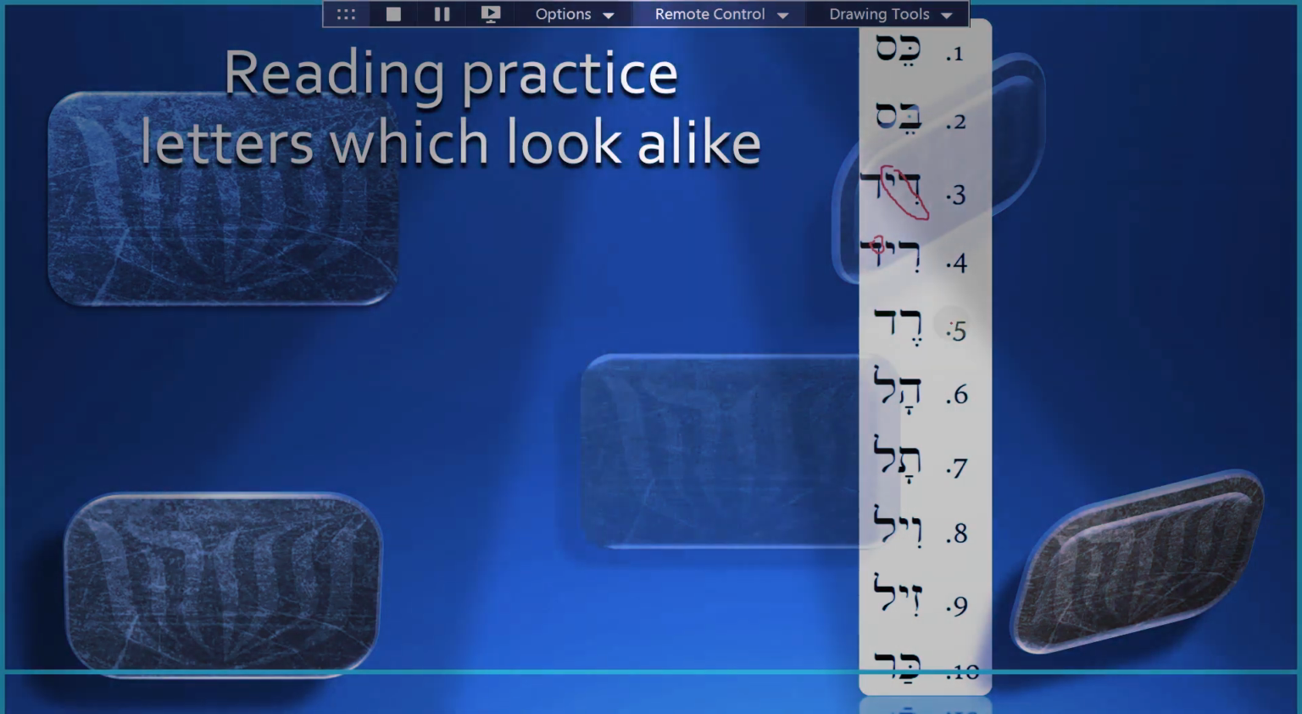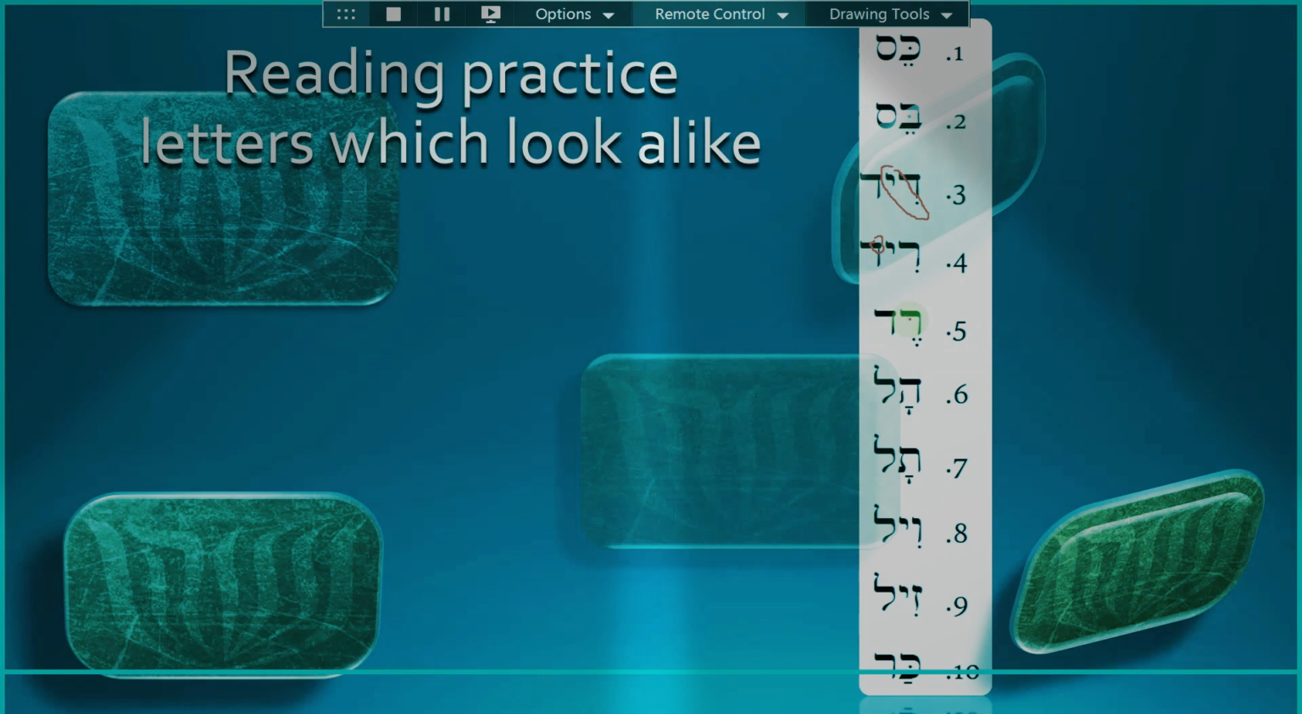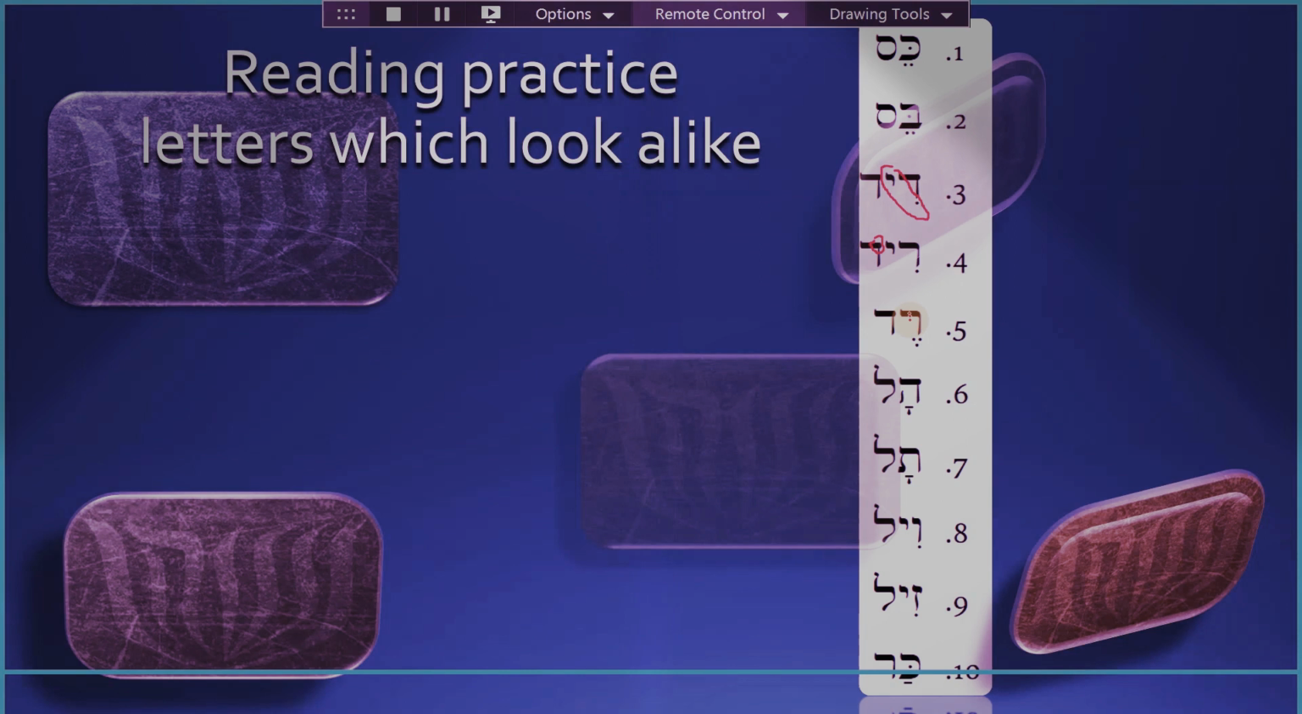All right, number 5. Red. If you want to do it with an American accent, red. Just so that you can see, this is the kind of quasi-R sound. Reish. It's a reish. Letter reish.